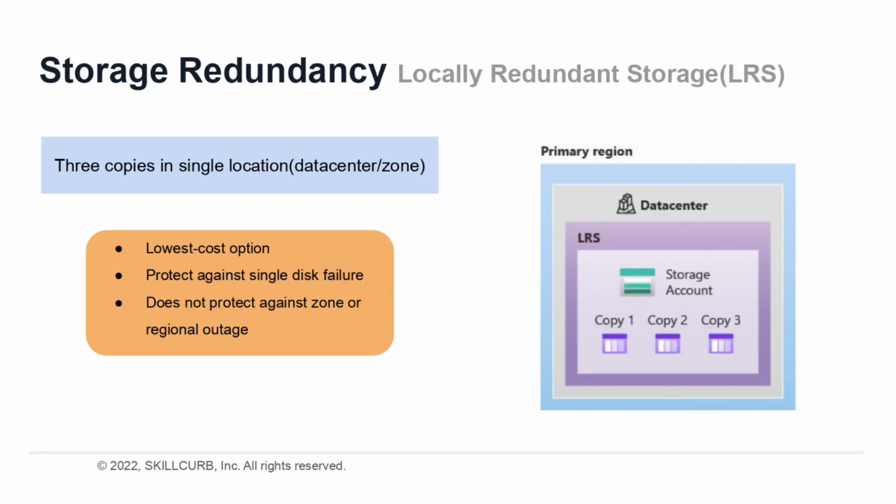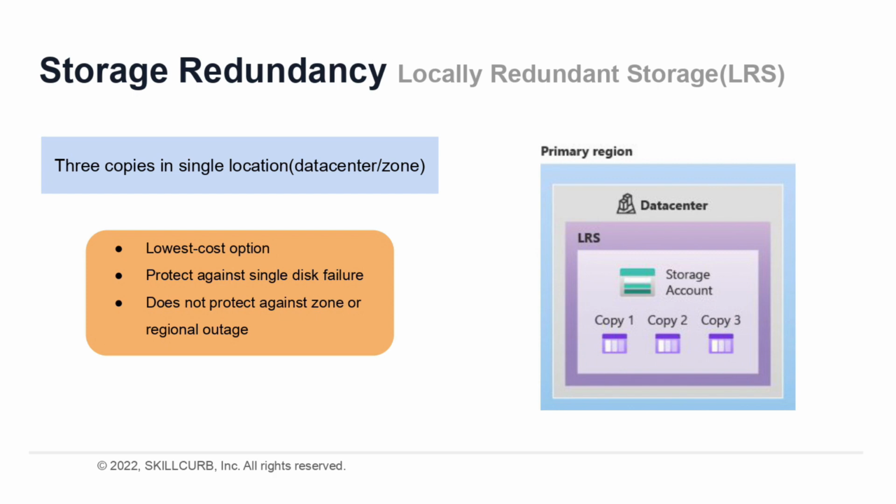LRS is our lowest cost redundancy option because it creates 3 copies of your data within a single location, or in other words, within a single data center or a single availability zone. As I mentioned, this is our lowest cost option if cost is a factor, and it is still useful in which it will protect against a single disk failure, specifically these copies that are located on different storage racks in your single data center. So even if an entire server rack becomes unavailable, you still have 2 other server racks safely storing your data.